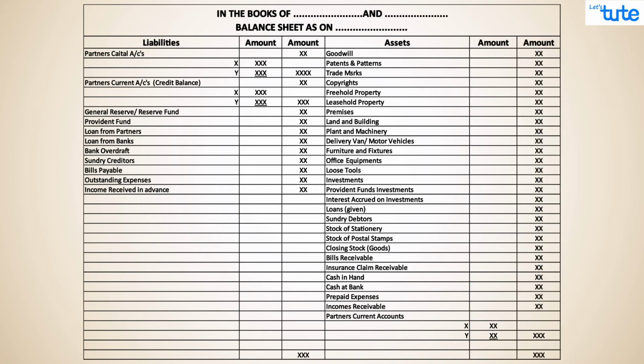On the left hand side of the balance sheet, all the liabilities are shown like partners' capital account, or in case the fixed capital method is followed, then partners' capital as well as current account balance will be written. Reserves balance, loan taken, bank overdraft, sundry creditors, outstanding expenses payable, etc.